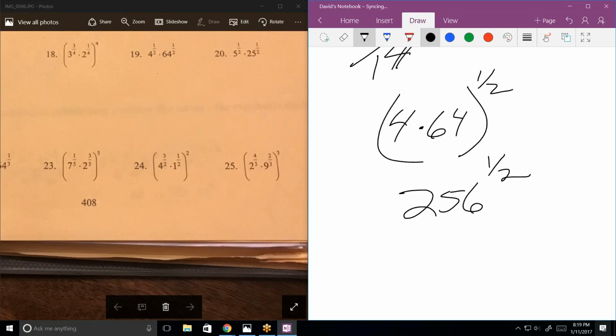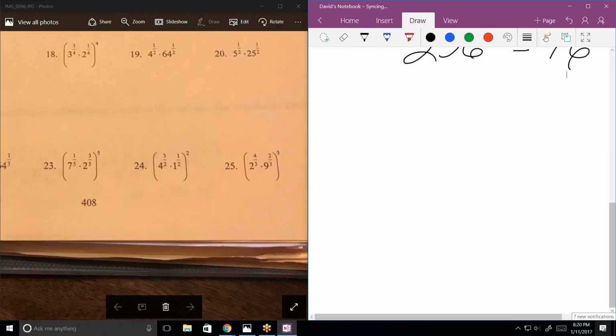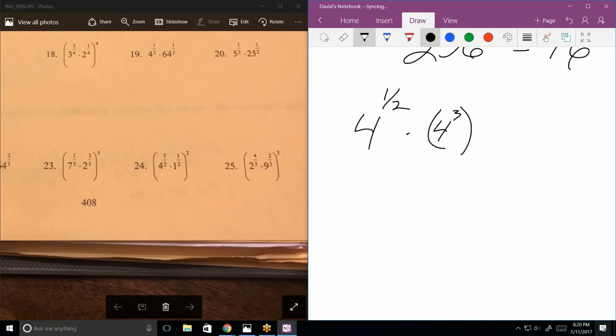And I believe that is 16? Yeah, that's 16. Okay. Now, I didn't like having to take the square root of 256. That's a big number. Now, let's look and see if there maybe is an easier way to do this problem. Well, what if I wrote it like this? Actually, it is an easier way to do it. Instead of 64, I'm going to write 4 cubed. That's what 64 is. I still have to take it to the 1/2.